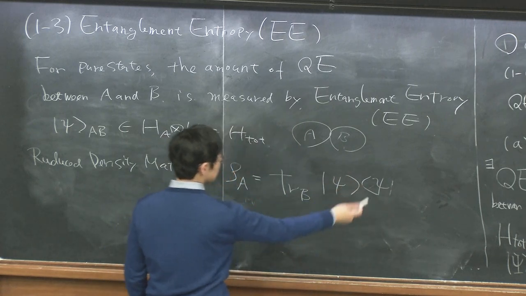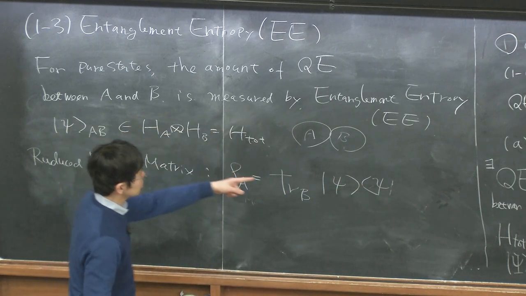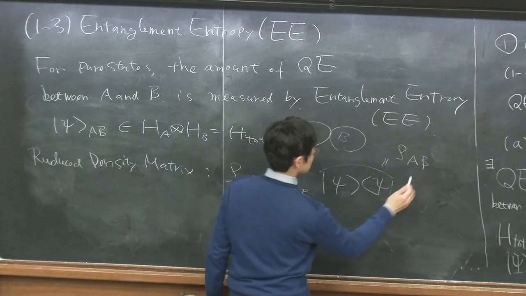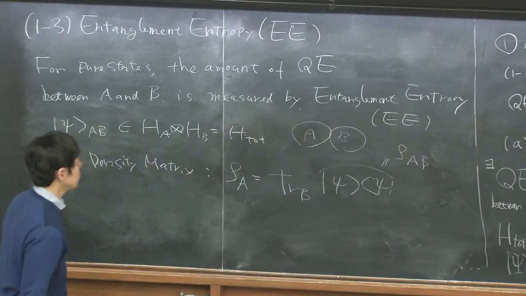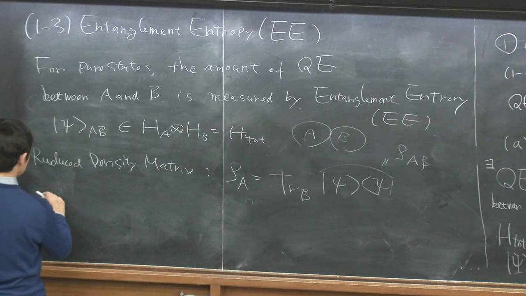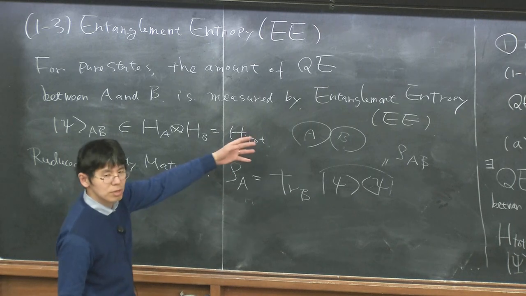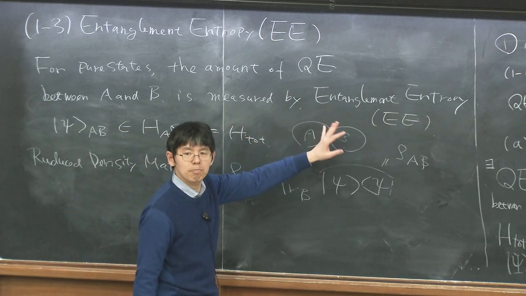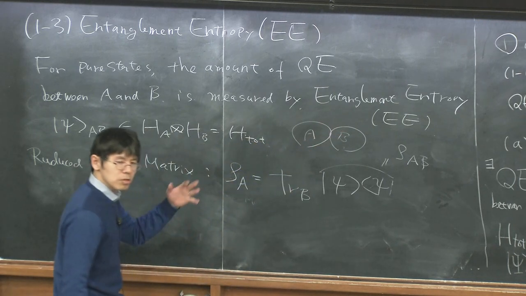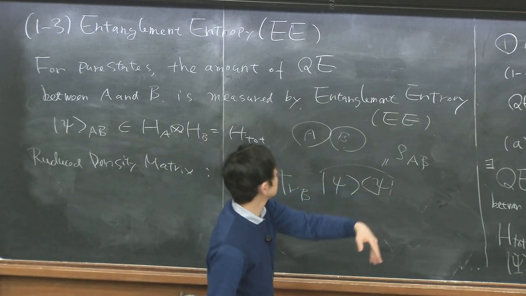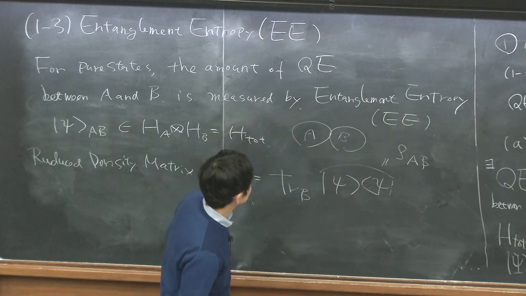So this is a density matrix for the total system. The density matrix for a pure state is just one state, and then we trace out B. The meaning of the reduced density matrix is that we just ignore the information in B. So we lose some part of information. So we are doing some sort of coarse graining. We just ignore half of the space, for example.